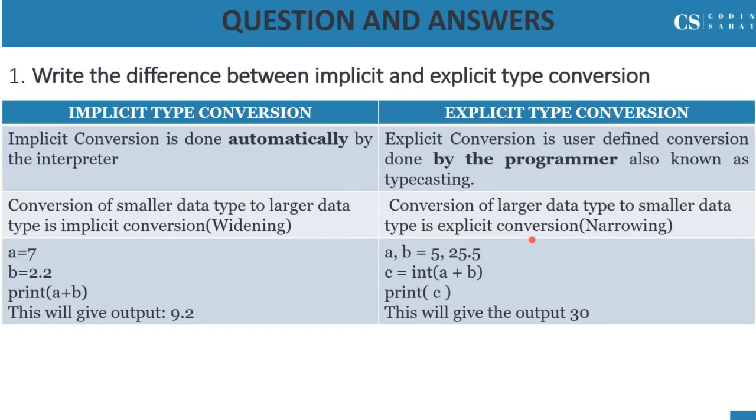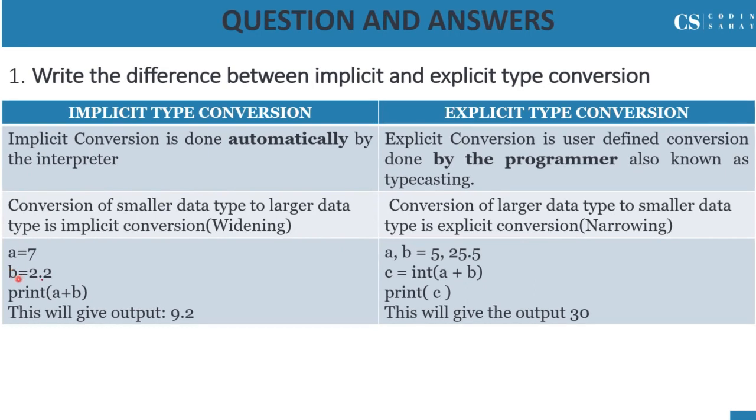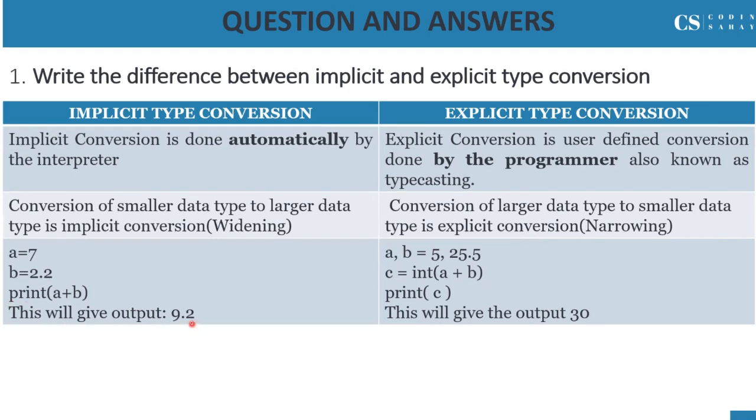That is, if you want to convert a float data type to integer, then the programmer can purposely or forcefully convert it from float to int. So it is from higher data type to smaller data type, so we can say it is narrowing. Okay, so let's see an example. That is the third difference. When you are writing the differences, if you have examples, please write them. It is very important. A equal to 7, B equal to 2.2. So here A is integer and B is float. So print of A plus B gives the output 9.2.